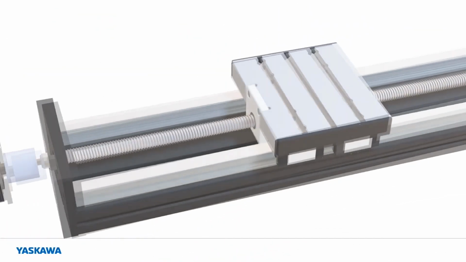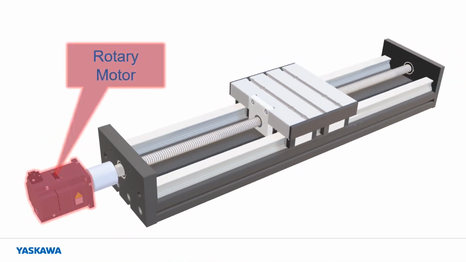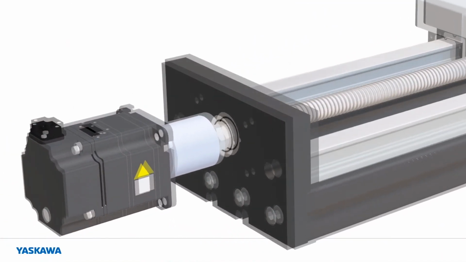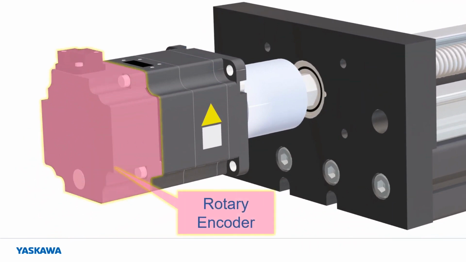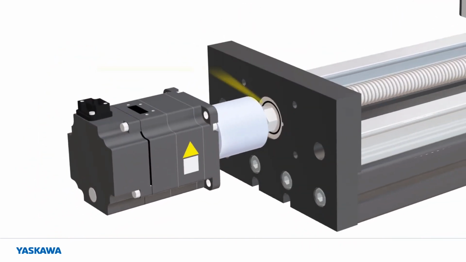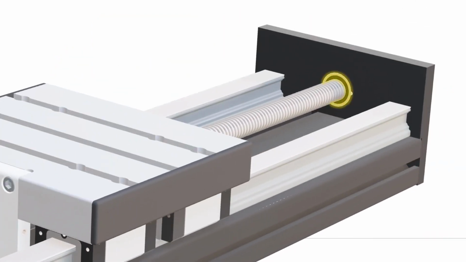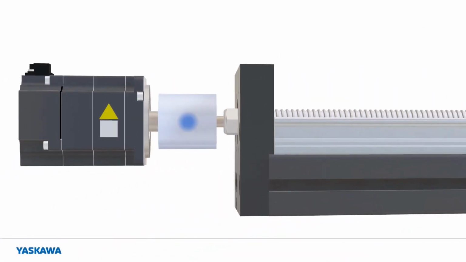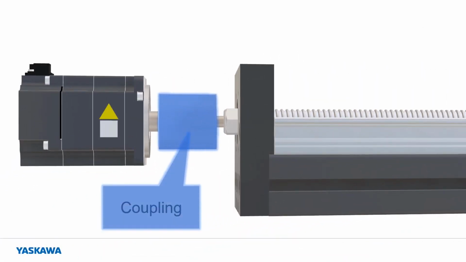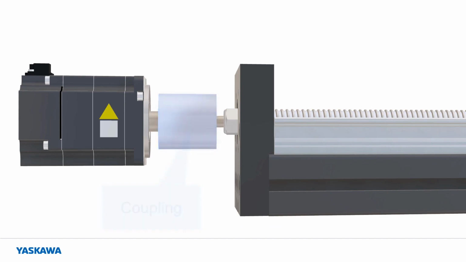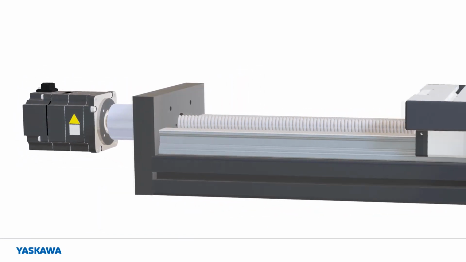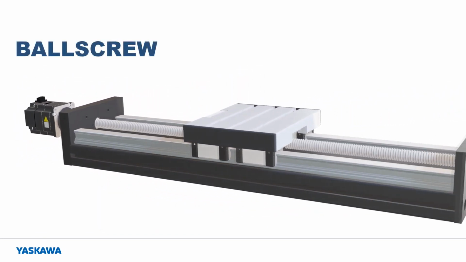The screw is, of course, driven by a rotary motor, and the encoder in the motor provides position feedback to the control system. The screw is held in place with bearings at each end and connects to the motor through a flexible coupling. The ball screw is the standard go-to actuator for a wide variety of applications.